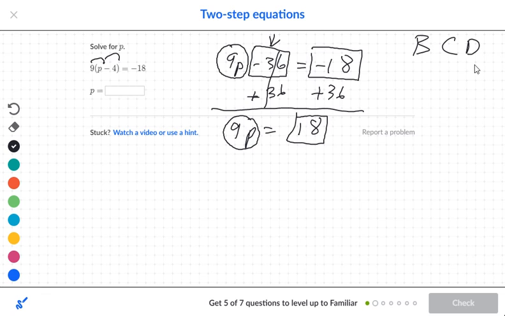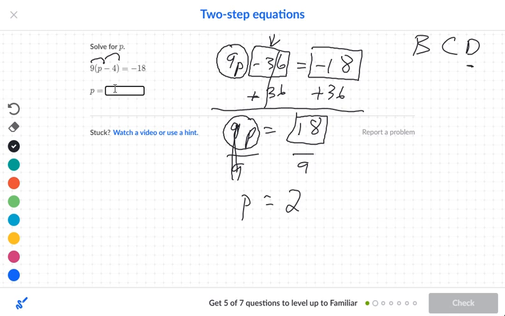So now I'm going to move on to the D. The D stands for divide. So I'm going to divide both sides by 9. I can cross this out, so that can disappear. This gives me a P. Then 18 divided by 9 is 2. So positive 2 should be my answer.